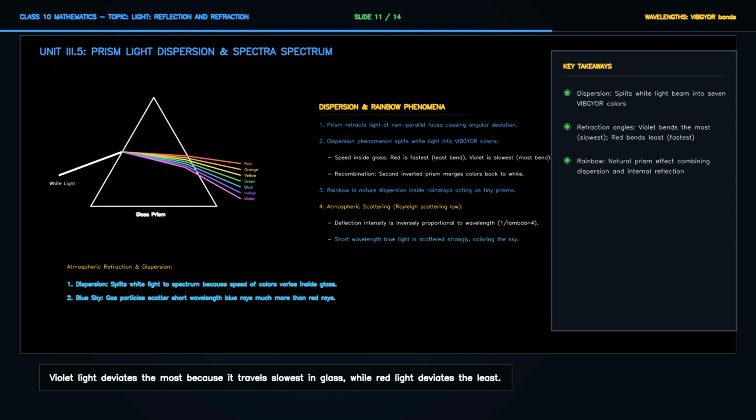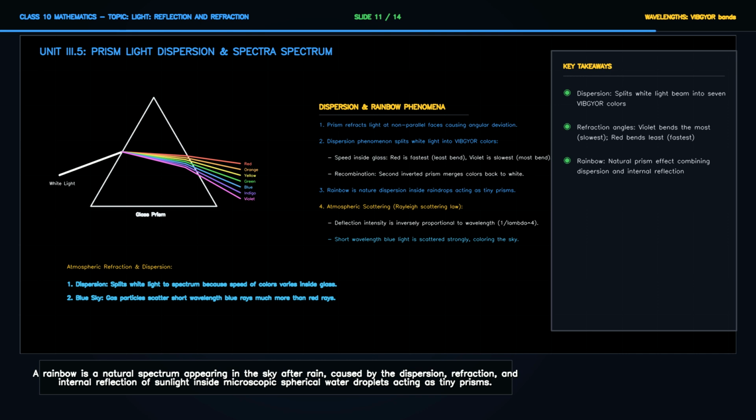A rainbow is a natural spectrum appearing in the sky after rain, caused by the dispersion, refraction, and internal reflection of sunlight inside microscopic spherical water droplets acting as tiny prisms.